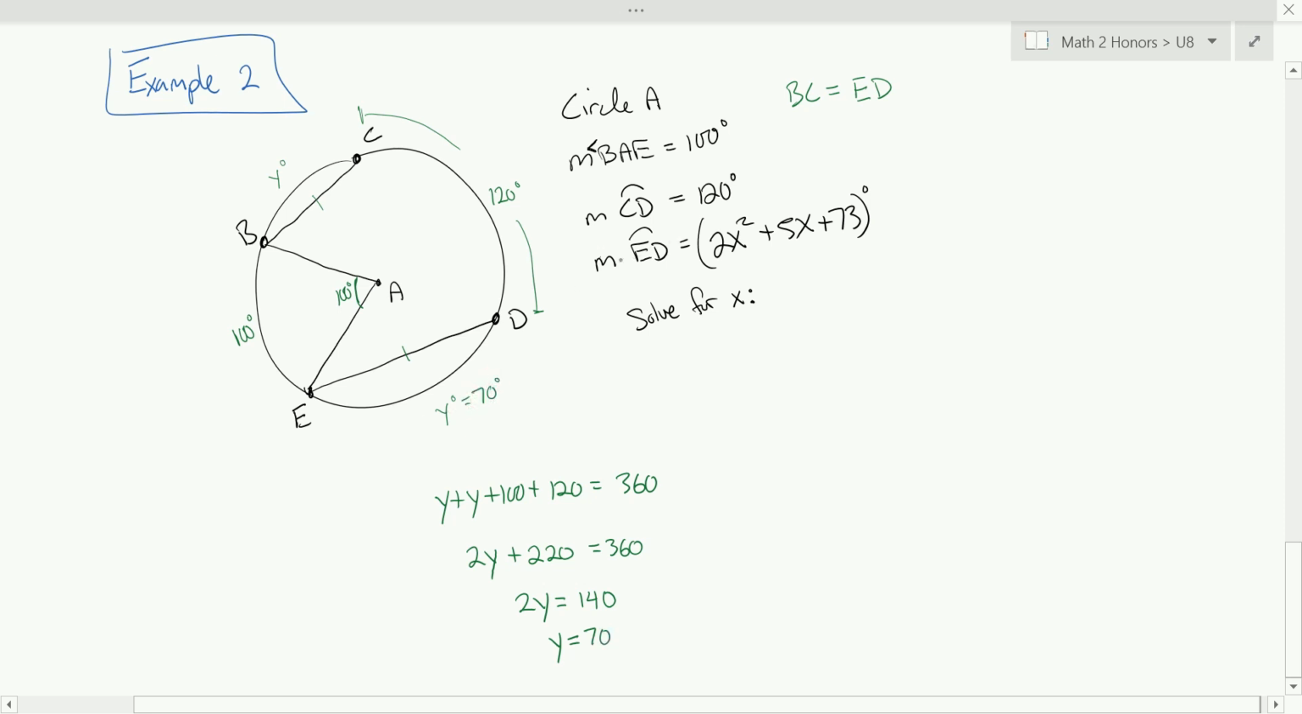And then our equation here, it says the measure of ED is this equation 2x squared plus 5x plus 73. So we can take that and set that equal to 70. And now we have something to work with to solve for x. So before you grab those quadratic equations, do as much as you can with the circle to figure out what it's equal to, and then work with it.